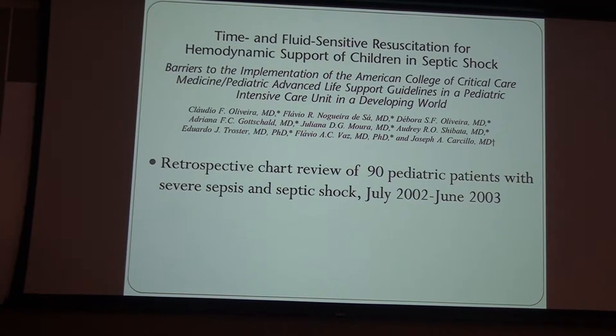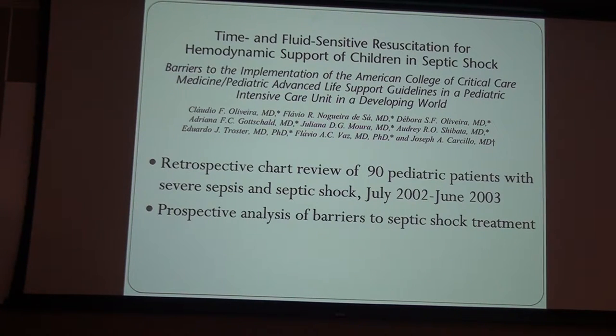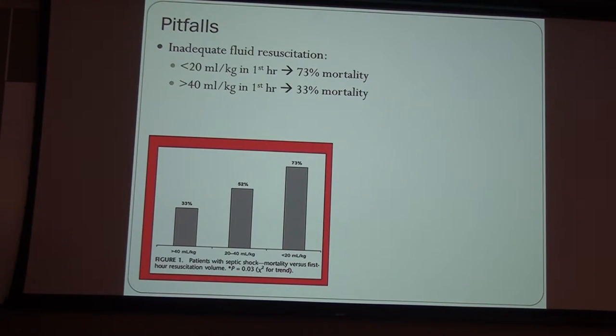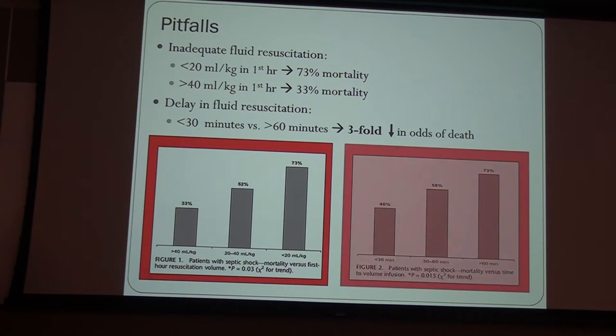So similarly, this is a retrospective chart review of 90 patients who had severe sepsis and septic shock, and they looked prospectively at the barriers to septic shock treatment. And these were kind of the pitfalls that they faced. So you can see in this chart that those who got less than 20 per kilo in the first hour had 73% mortality among these 90 patients. And those who got greater than 40 in the first hour had 33% mortality. So inadequate fluid resuscitation is one of the pitfalls.